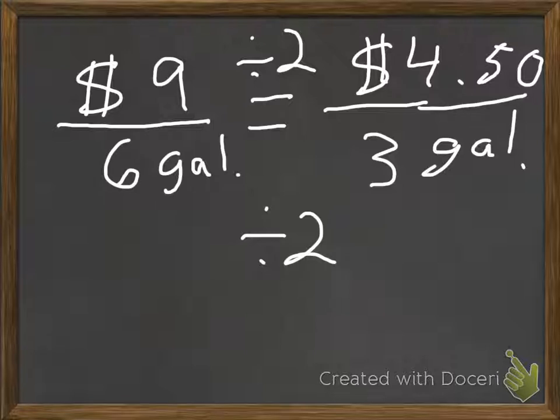So that's how you would use scaling down, and dividing by 2 would be my scaling down factor in order to find that equal proportion. So that's how you scale up and scale down in order to find equivalent proportions.